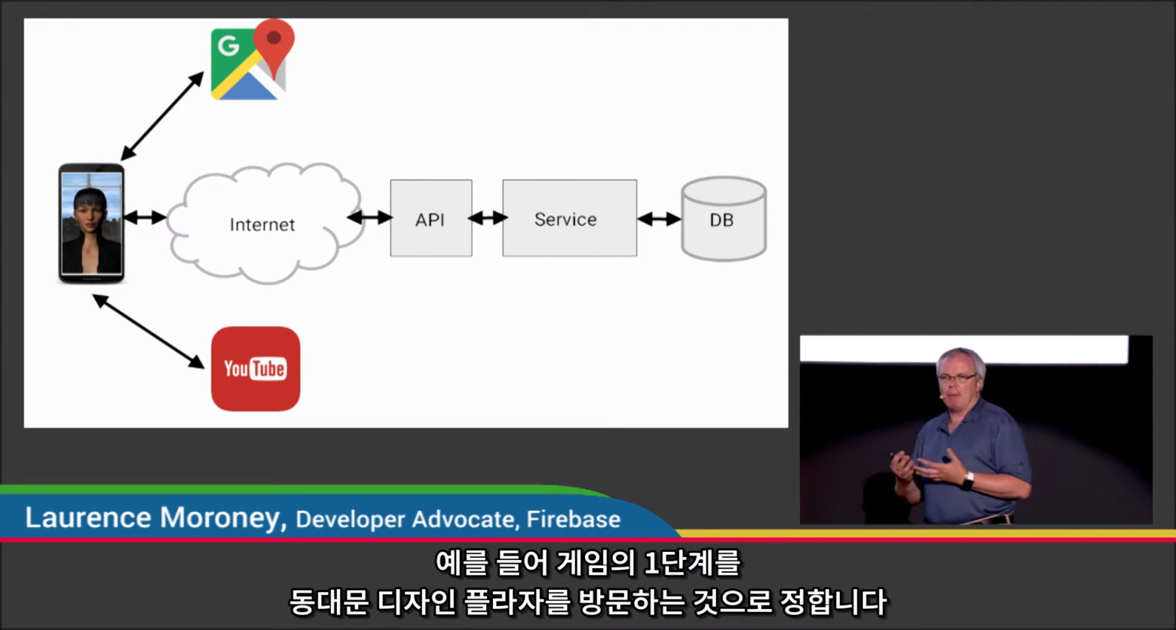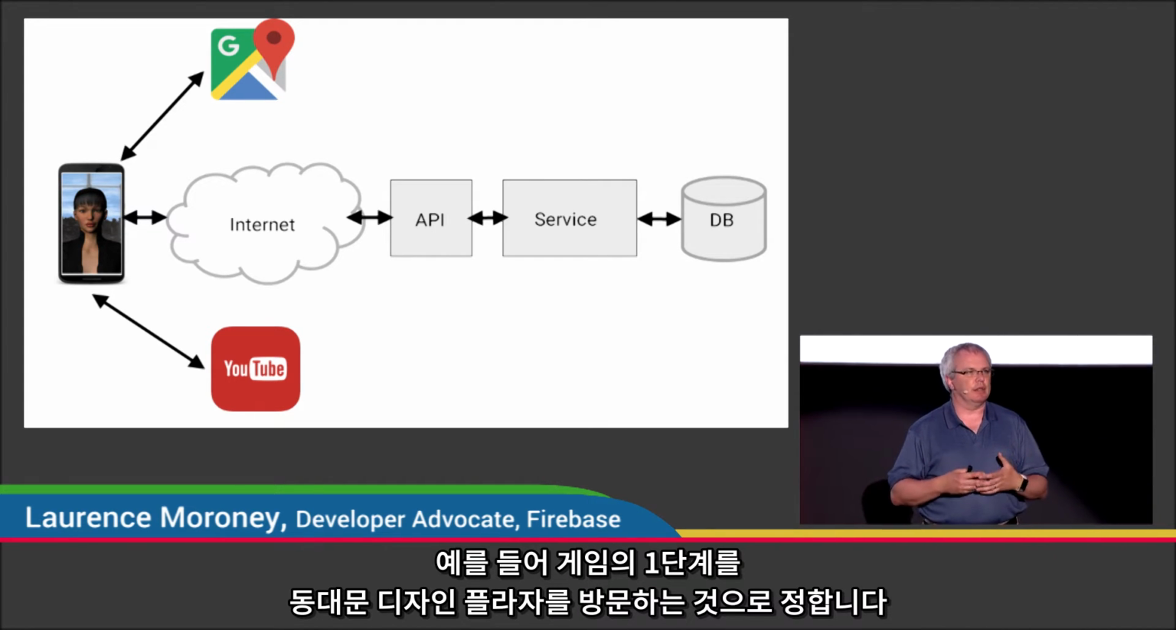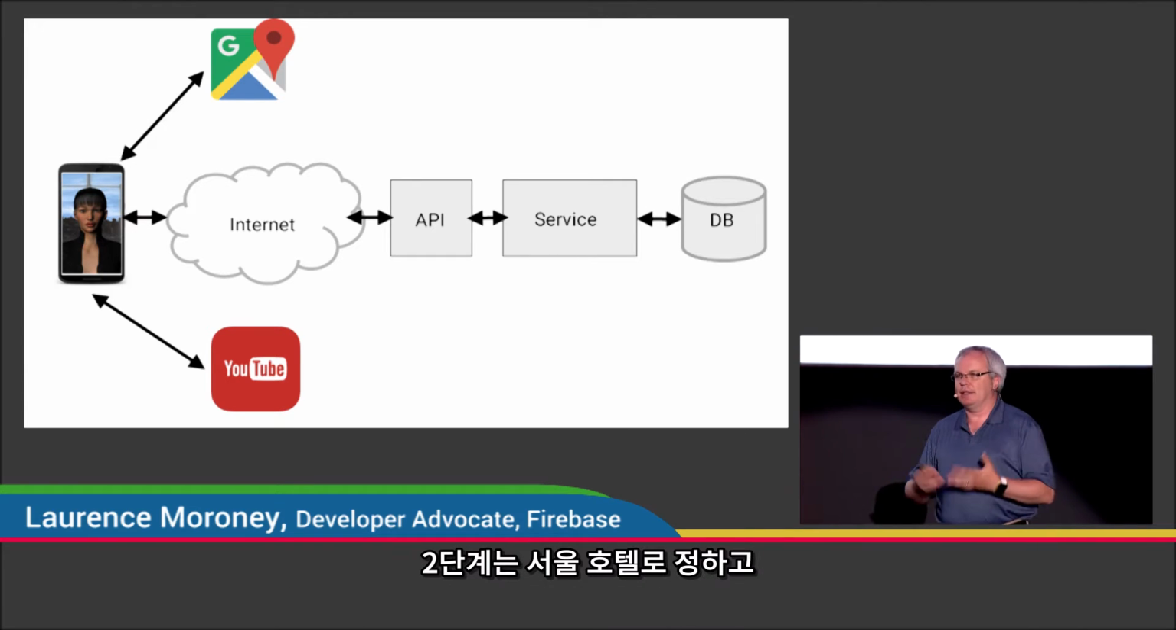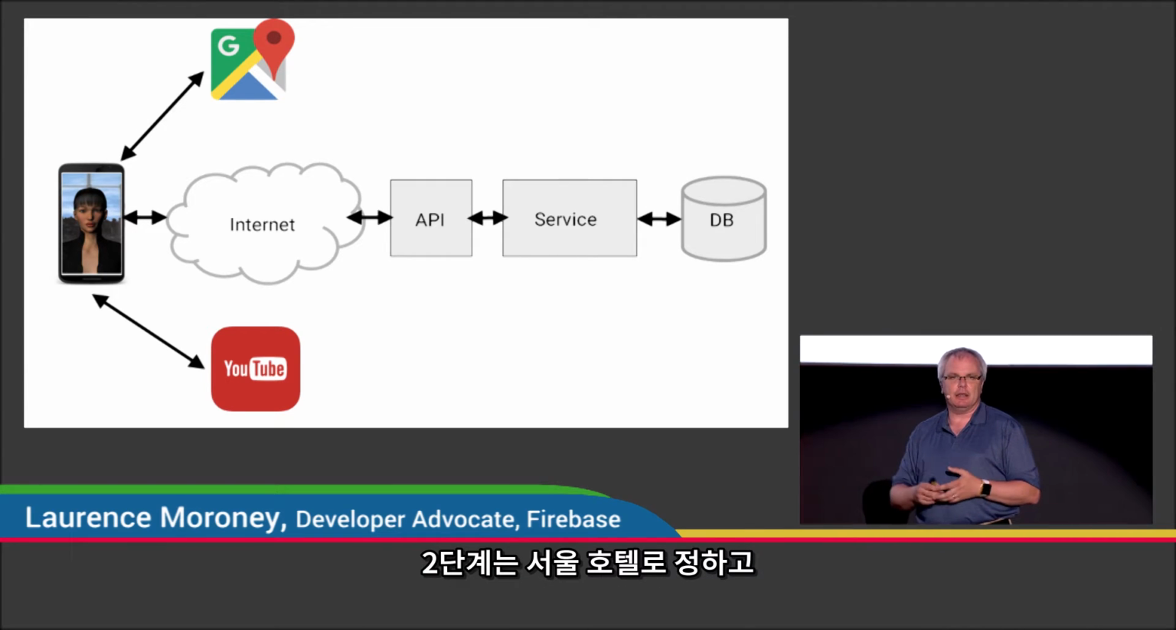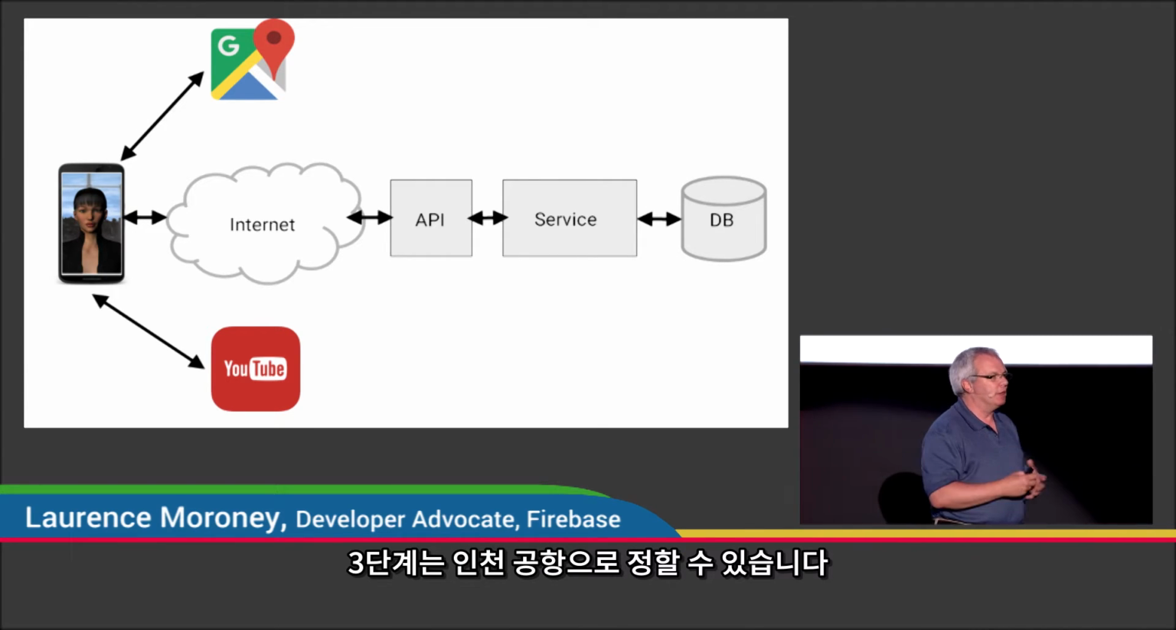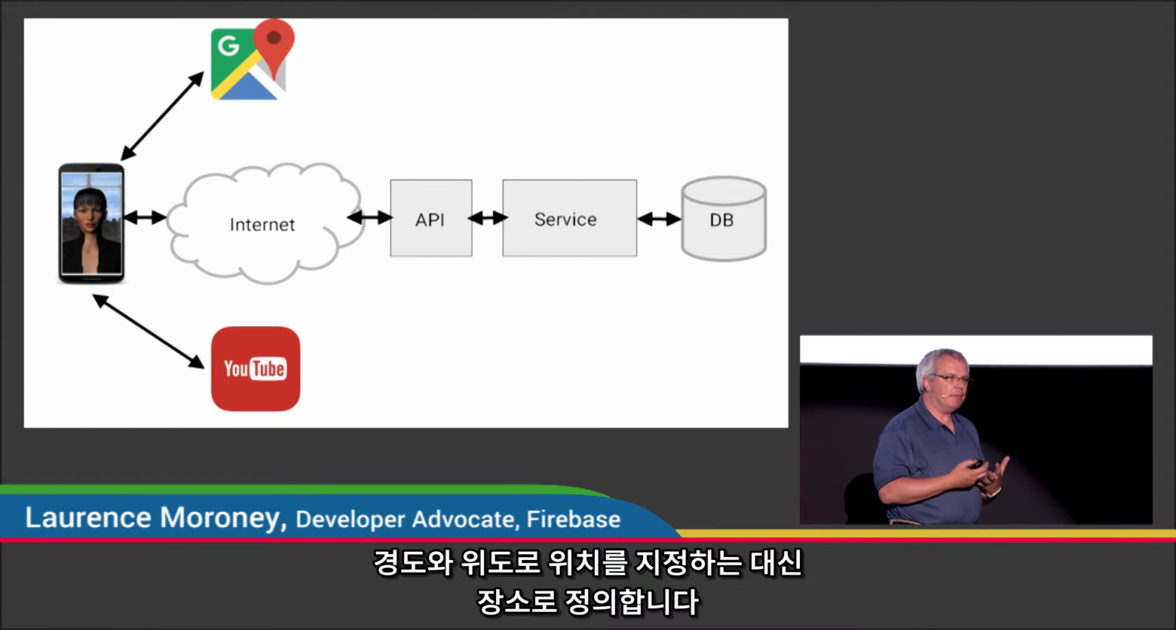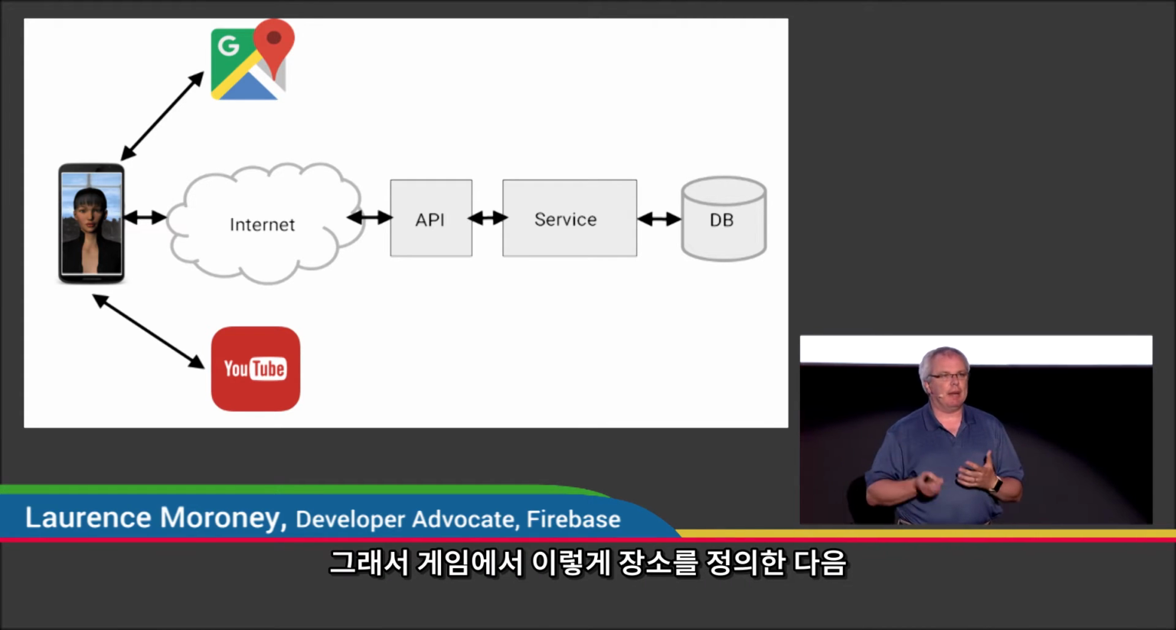You know, maybe step 1 in my game is to go to the DDL here in Seoul. Step 2 would be to go to a hotel in Seoul, and maybe step 3 would be to go to Incheon Airport. And instead of me specifying this as a latitude and a longitude, I want to specify it as a place. So the second thing that my game would have to do is consume places such as this.